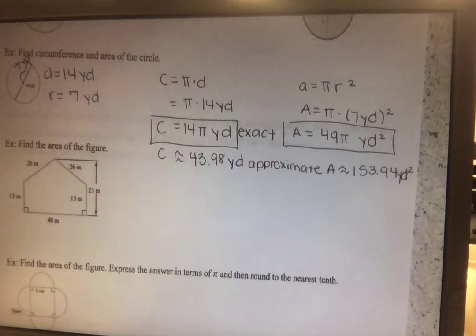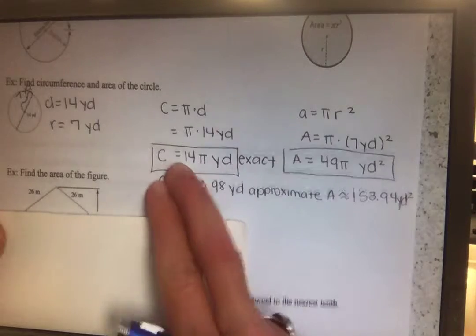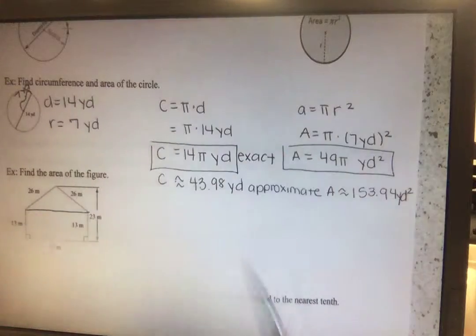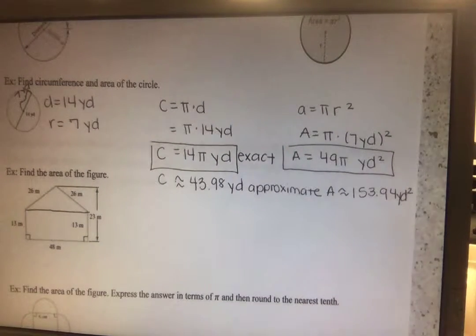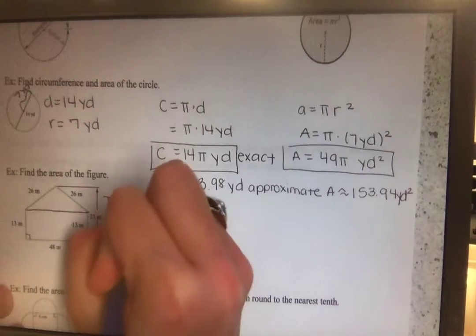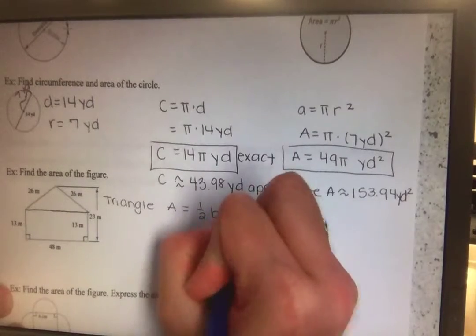So I don't have an area formula for this crazy shape, but we do have the area formula for a triangle and for a rectangle. So if we make this a triangle, we can find the area of the triangle portion and add it to the area of the rectangle portion, and together we'd have our whole area. So area of the triangle. So area of a triangle is 1/2 times base times height.